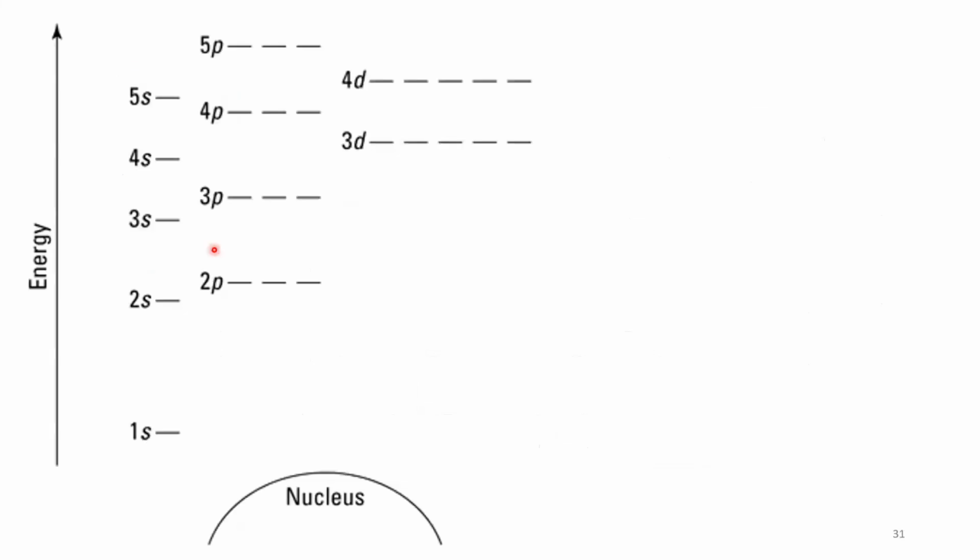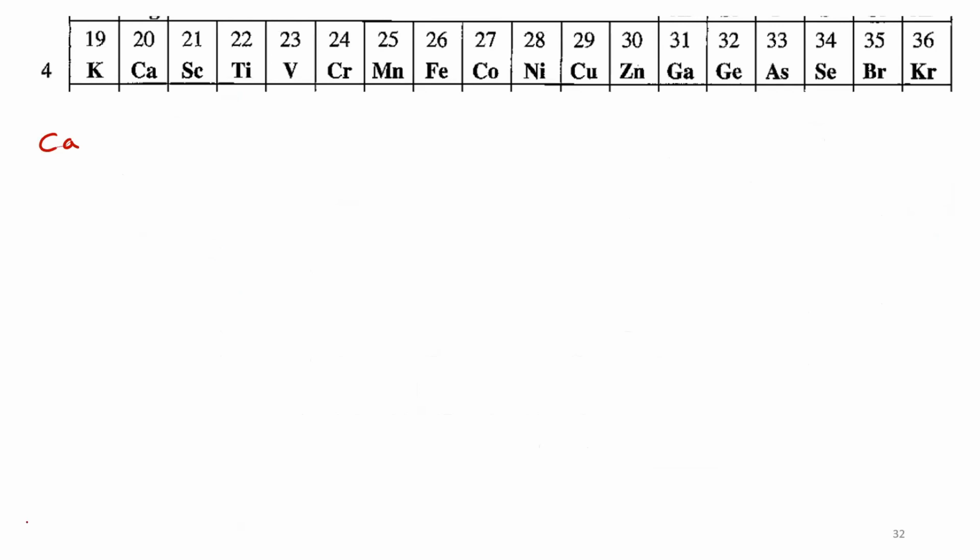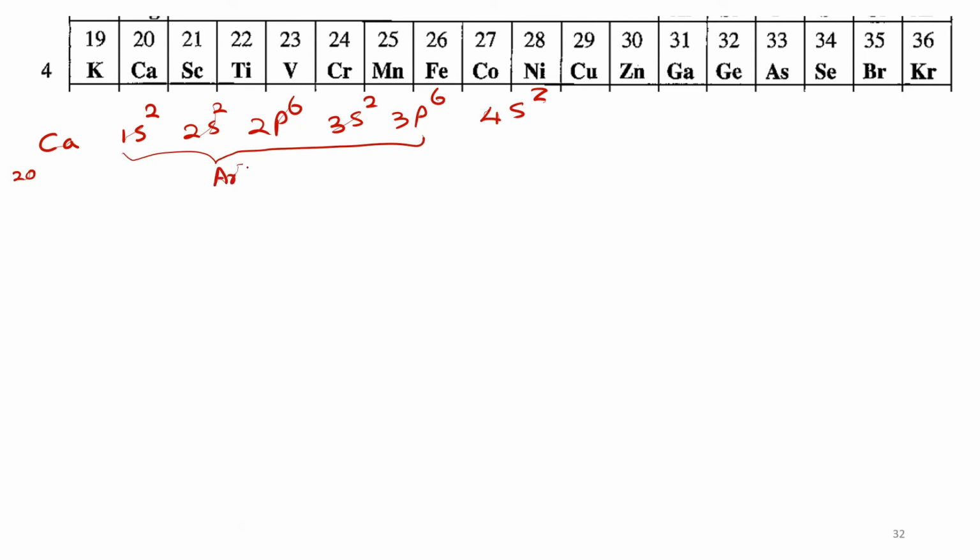condensed electron configuration. So we can write the electron configuration of calcium the long way as 1s2, 2s2, 2p6, 3s2, 3p6, and 4s2. Calcium has the atomic number 20. So when you add up this superscript, you should get 20. And this is the argon configuration. So in the condensed format, I can write it as argon 4s2. That is calcium.